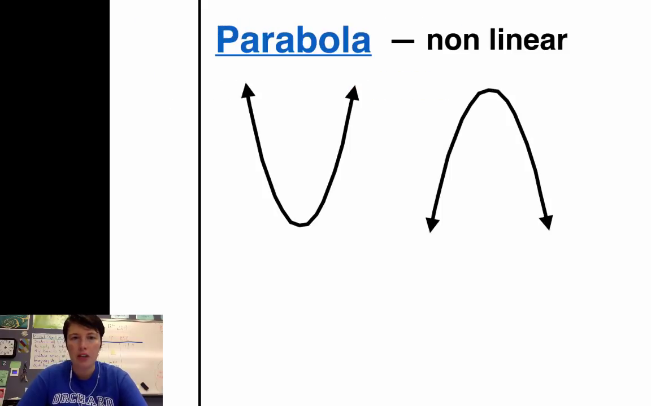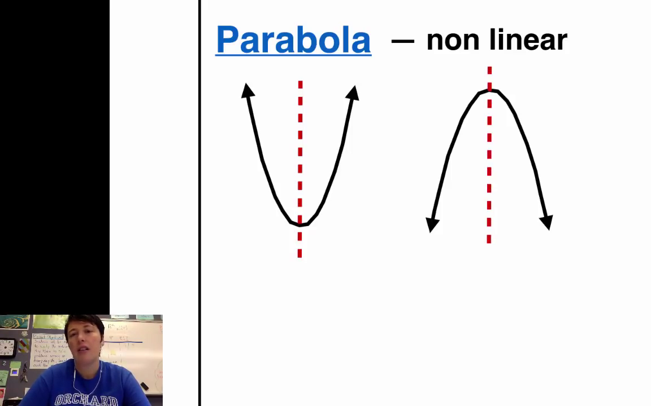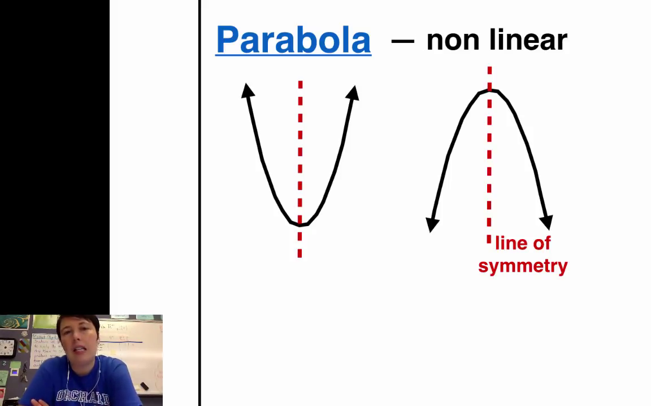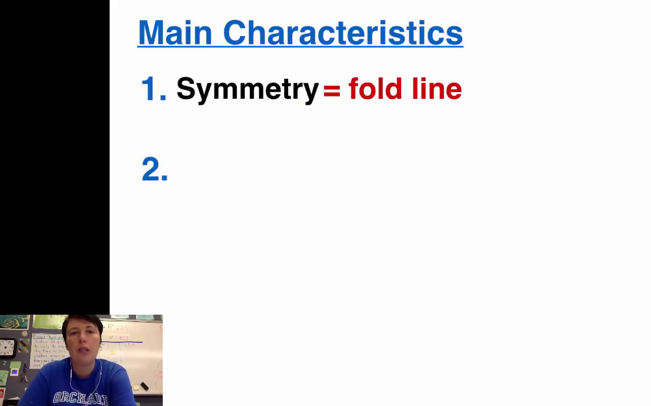So like on our picture here that we drew a minute ago, I could draw a dotted line down the middle and you could fold it over on itself. Or I could draw a dotted line down the other one, and there's the fold line. And the fancy name for the fold line is we call it the line of symmetry. So you should write this down in your notebook, line of symmetry. Okay, so that's one main characteristic, is the parabola has symmetry, has this fold line.